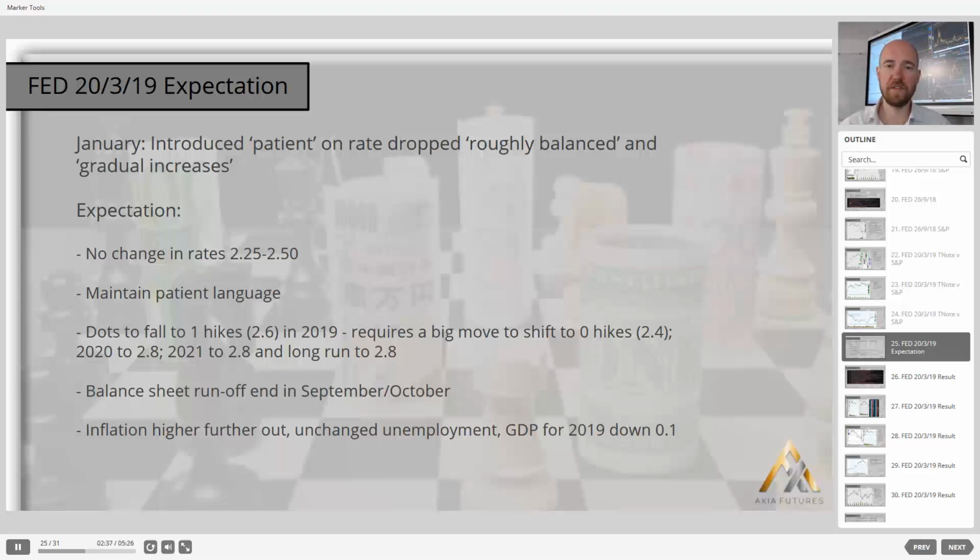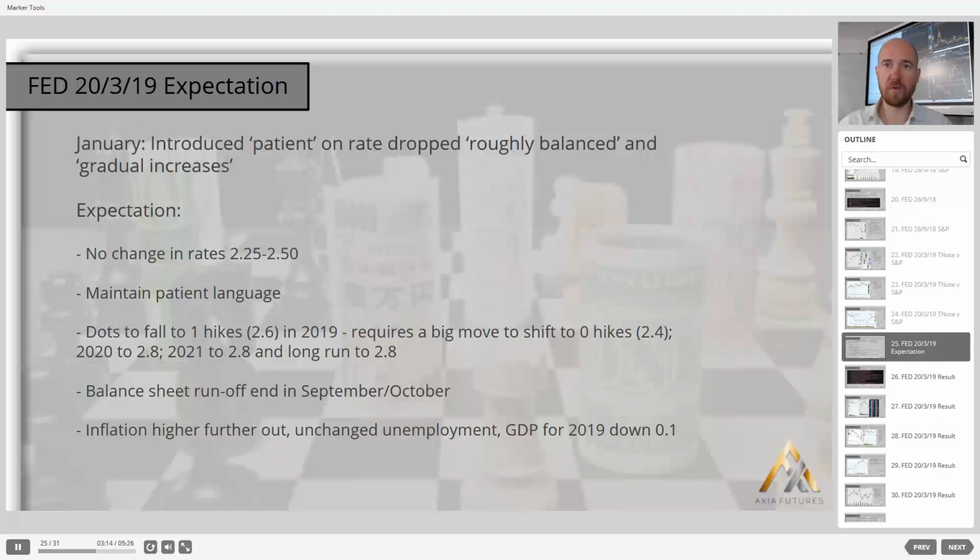Now, for 2019, there was an expectation of a drop of one hike. So the dot would then come out at 2.6, suggesting that you would still get one more hike this year, but that would be it, as opposed to the 3 hikes that people believed were going to come when we were back in December. It would be a very difficult thing for the Fed to shift to no hikes for 2019 because of the number of voters that would have to vote for that. So that would be really key.